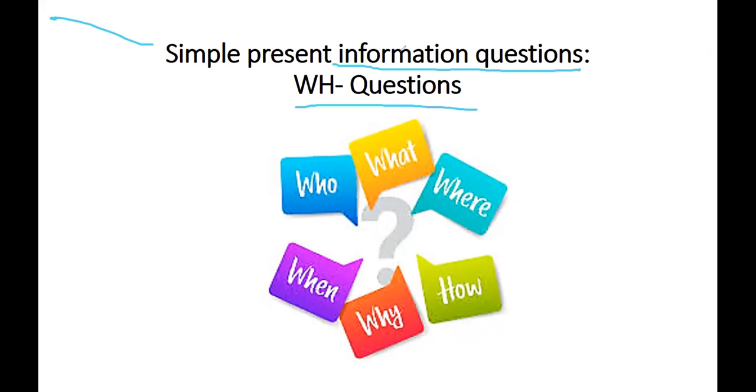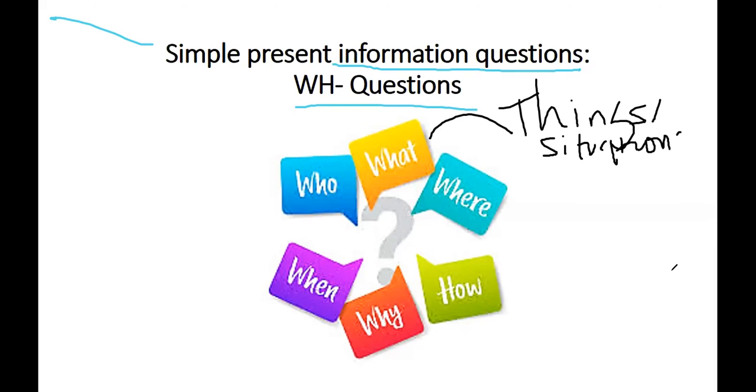Now, we are going to start here. We have different words that we are going to use here, right? With WH questions. The first one, when we use what, we're asking for things, or situations, for example. When we're using where, we are asking for places. When we ask, for example, where do you live? Right? Where are you from?